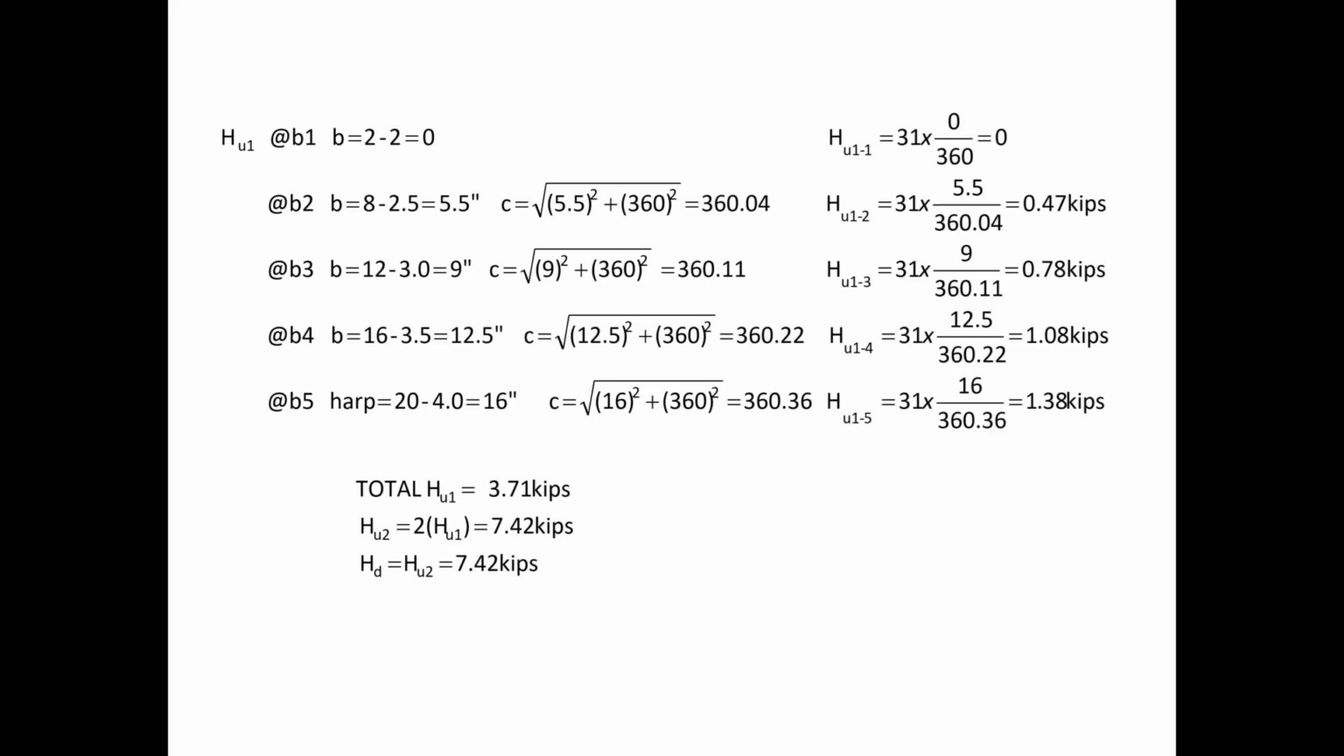So I just don't want you guys looking at this and thinking, wow, this is really complicated. It's not. It's C equals the square root of A squared plus B squared, and the hold-up force is P times B over C. That's all it is. You're just having to do those calculations for every strand because the geometry of each strand is slightly different. So don't let the repeated calculation make it appear more complicated than it actually is.